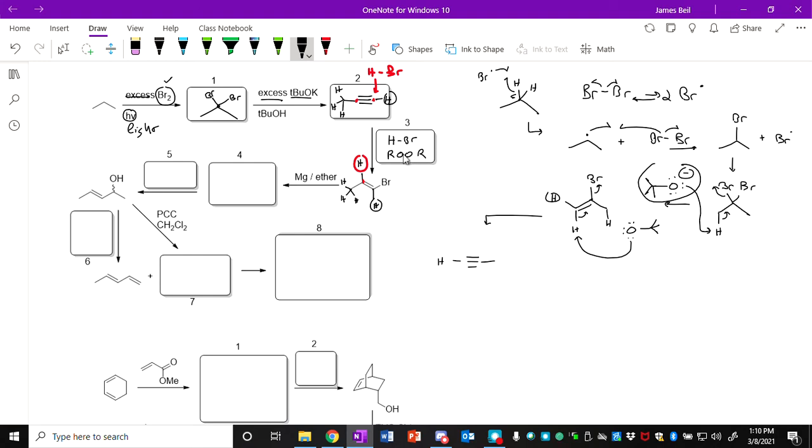And the point of the peroxides is that they will open up to form free radicals. The free radicals will react with HBr to form a bromine radical. The bromine radical will then react with the pi bond. And that will start the addition across the pi bond.